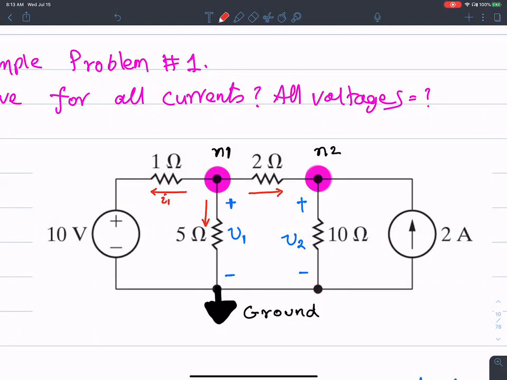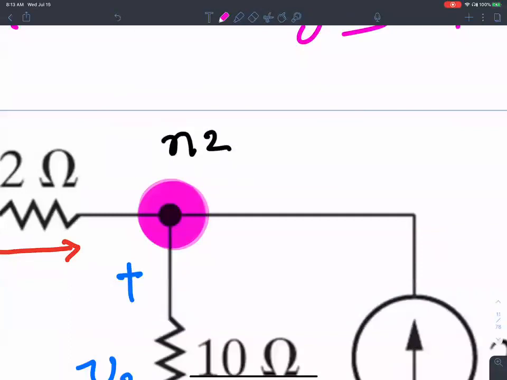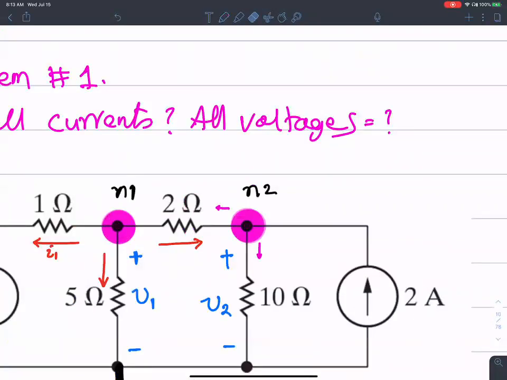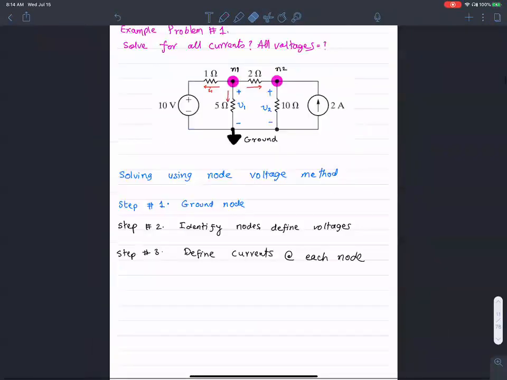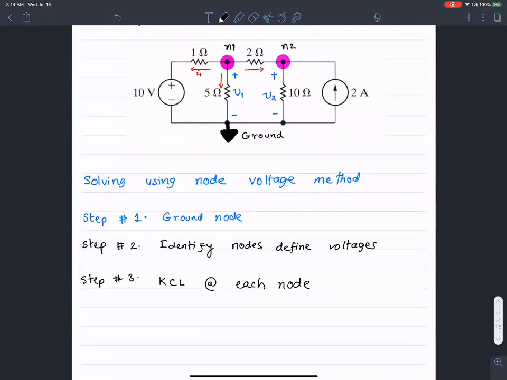Similarly, when I look at node two, I'm going to write KCL assuming that there are three currents going out. Let's leave node two, and do node one first. So that we define currents as well. Now, the next step is to write KCL at each node. Let's begin by doing that.